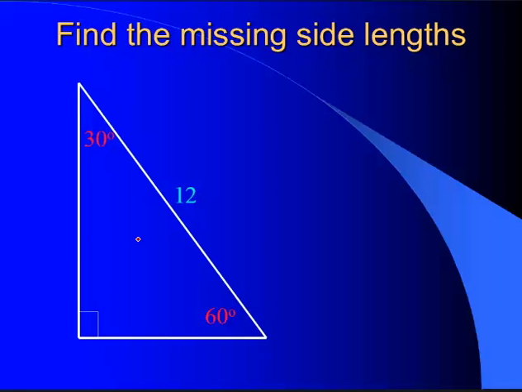Okay, what about this one? I need to go backwards. I'm given the hypotenuse. How do I find the short leg? Am I going to multiply or divide if I'm going from long to short? Hopefully you said divide. What am I going to divide by if it's the hypotenuse? I'm going to divide by 2, so this becomes 6. Now that I know my short leg, I can multiply it to get to my long leg. What am I going to multiply it by? Hopefully you said the square root of 3. So I get 6 square root 3.